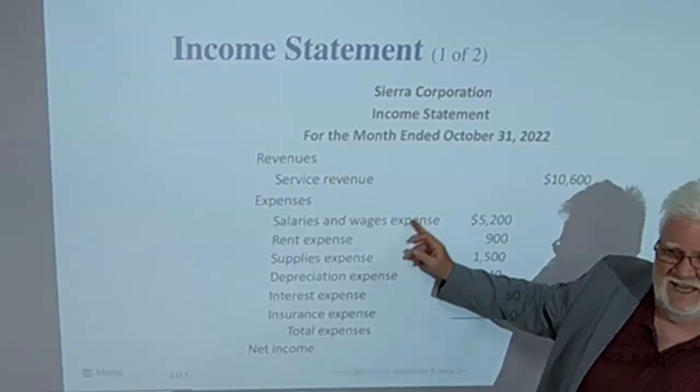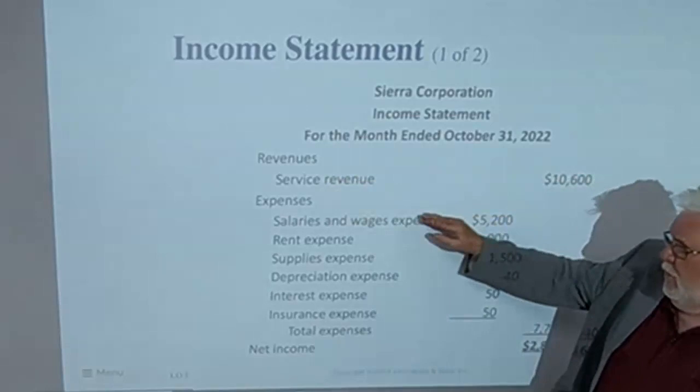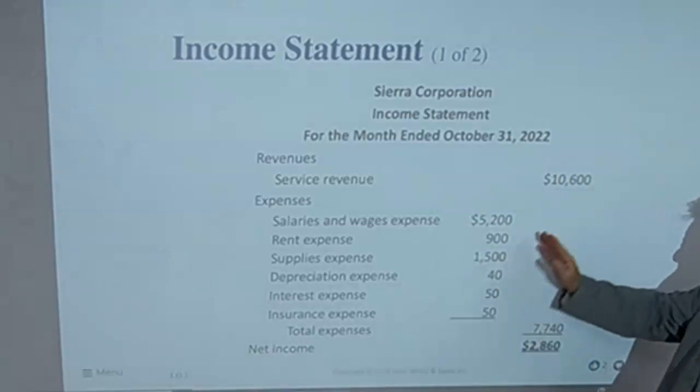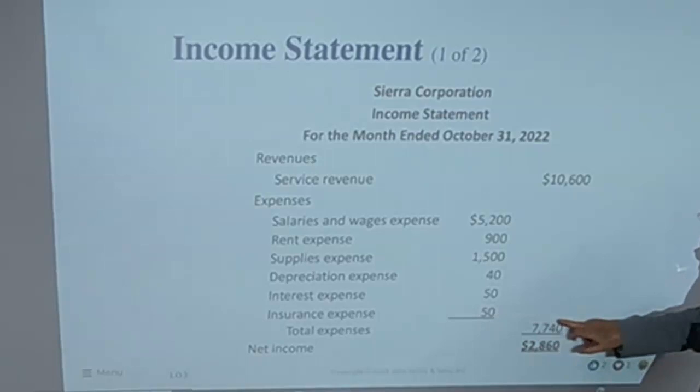The revenue account ends in the word revenue, sales revenue, rent revenue, service revenue. But we're going to list them. And when we're going to list and add, we move inside. Think of these as columns. So we move inside, and we list them, 52, 9, blah, blah, blah. We draw a line, but we carry the total to the outside. All right.